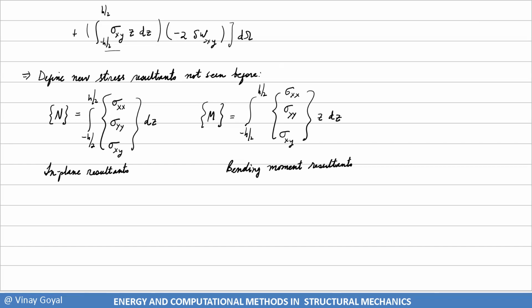In beam theory, the resultant forces were axial force and bending moment, and the force had units of force, pounds. Here, you can see it's integrated through the thickness, so this is really pounds per inch. So it's different. It's similar, but not the same.